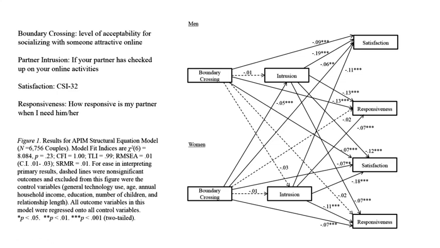This one here was my actual dissertation. In this one, this was with a big secondary data set. This is actually a dyadic analysis, so I had partners, male and female partners, so men and women, in matched couples. And I was looking at how their boundary crossing behavior impacted online intrusion, so checking up on your partner, and how that was related to relationship satisfaction and how responsive their partners were to their needs. So I was actually able to map out this relationship for themselves and also how it impacted their partners.